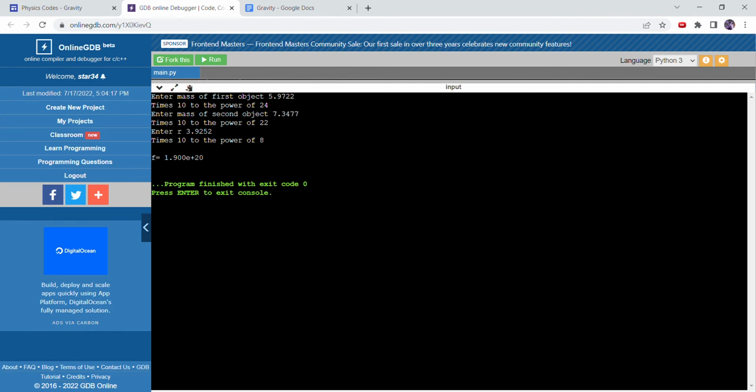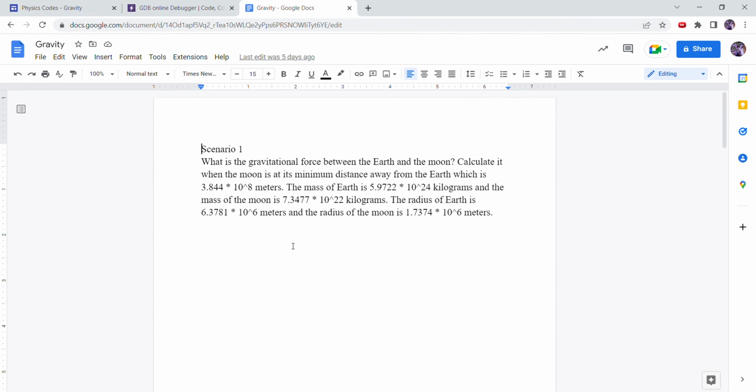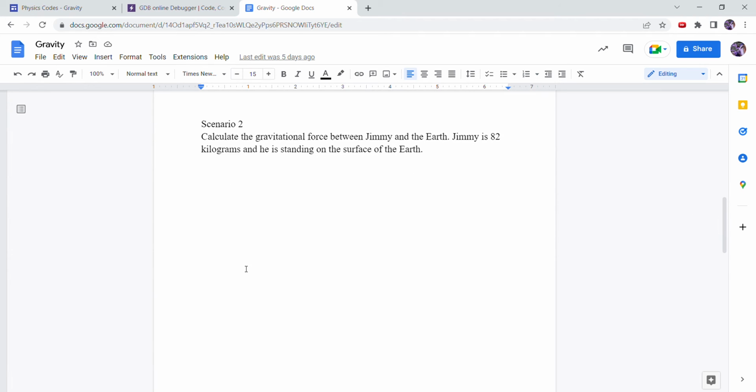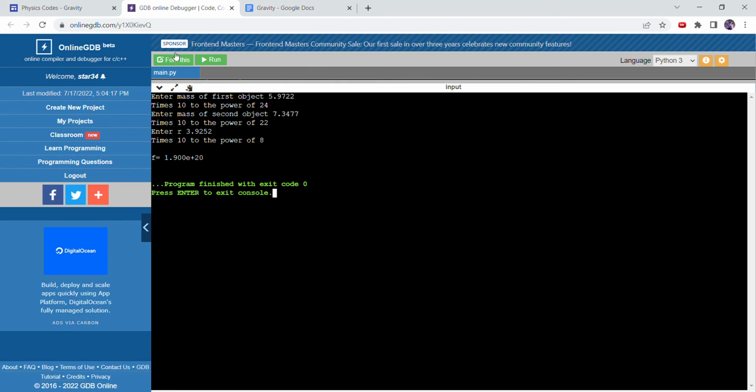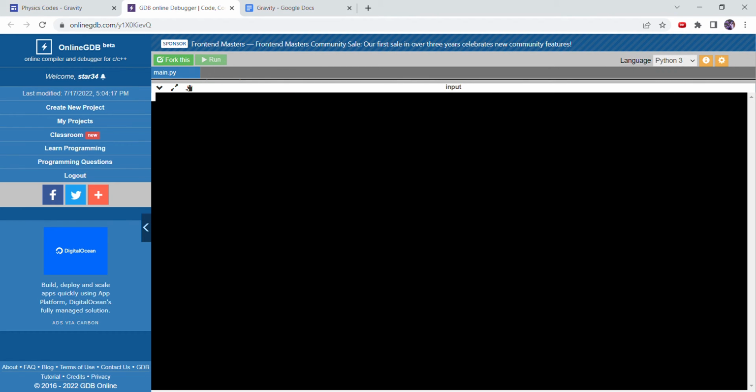Okay, I'll show you scenario 2 now. Calculate the gravitational force between Jimmy and the Earth. Jimmy is 82 kilograms and he is standing on the surface of the Earth. Next, mass of the Earth, 5.9722 times 10 to the 24th. And the mass of Jimmy is 82 kilograms. And since it's just 82, we do times 10 to the power of 0.